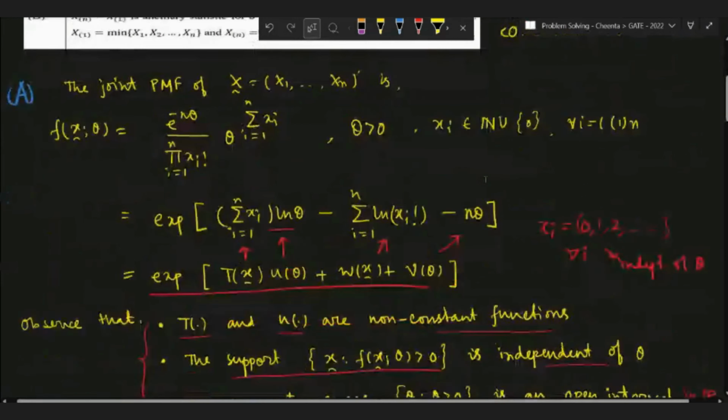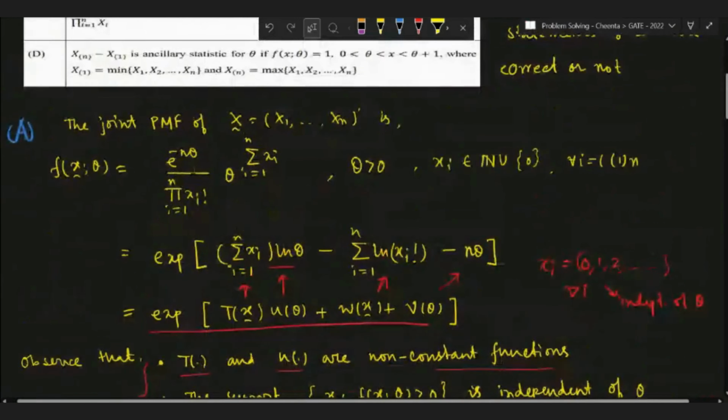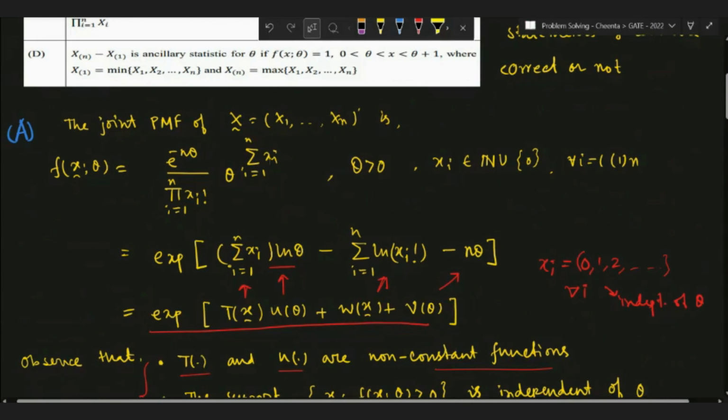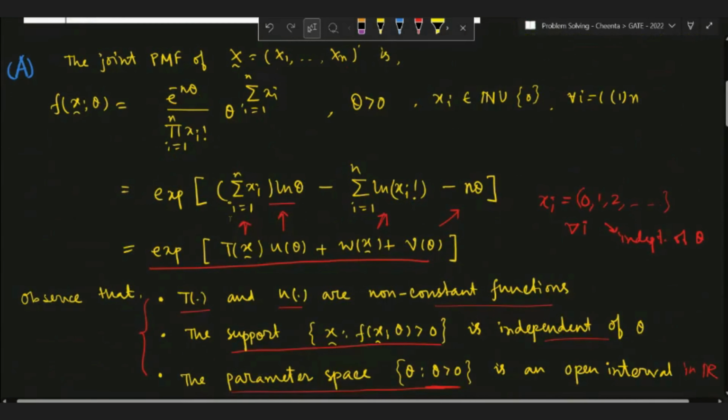So let us first check option A. The joint PMF of the random sample can be written as e to the power minus n theta divided by the product of xi factorial, into theta to the power summation xi, where theta is greater than 0 and xi belongs to 0, 1, 2, up to infinity, for all i equal to 1 to n. So this can be written in the form of exponential of ln theta into summation xi, minus summation of ln xi factorial, minus n theta, where ln is log base e.